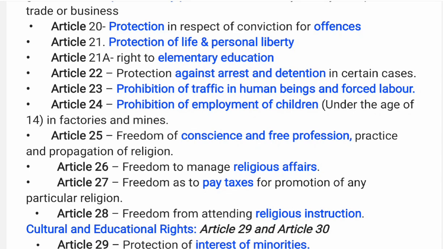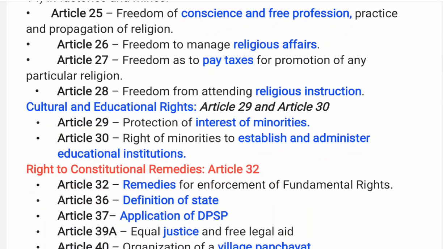Article 26, religious affairs. Article 27, pay taxes. Article 28, religious instruction. Cultural and educational right. Article 29, interest of minorities. Article 30, establish and administer educational institution. This is the most important article which is highlighted in red color.